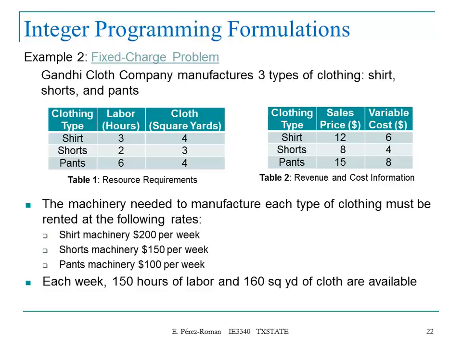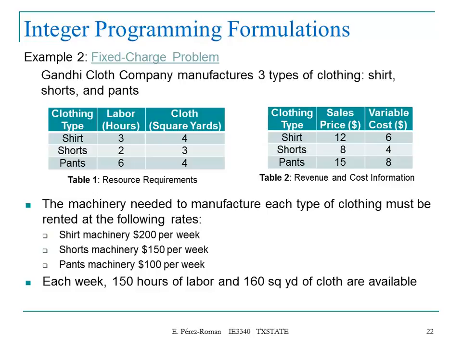This is more like a manufacturing or production problem. You need to take into account the cost you will incur for producing these clothes, the materials you're going to be using, and the labor hours you're going to be using. So we have 3 different types of constraints here: the labor hours, the material constraint, and we have the cost and the revenue to consider. The problem also gives you more information: the machinery needed to manufacture each type of clothing must be rented at the following rates. You don't have this equipment in your facility. You need to rent it based on your demand. So if you rent shirt machinery, that will cost you $200 per week; shorts machinery, $150 per week; and pants machinery, $100 per week.